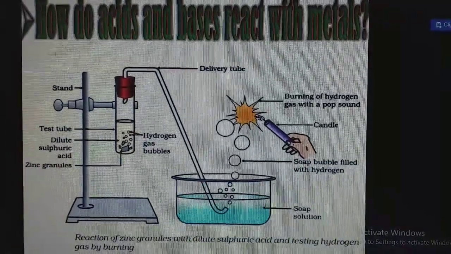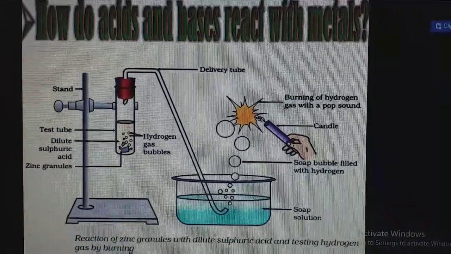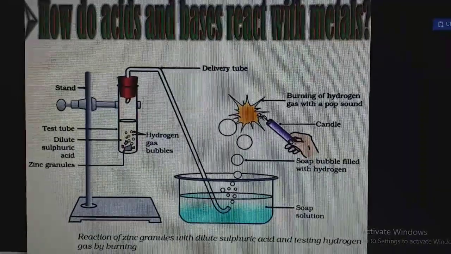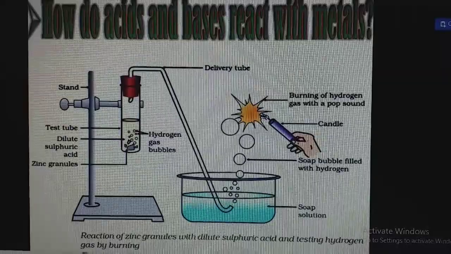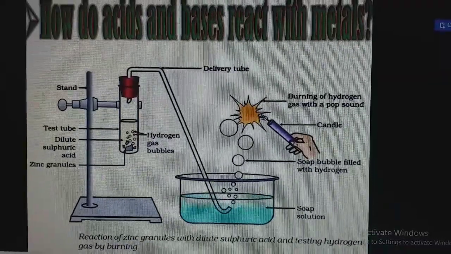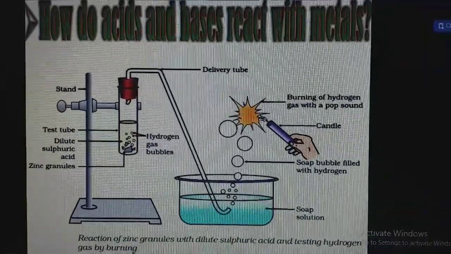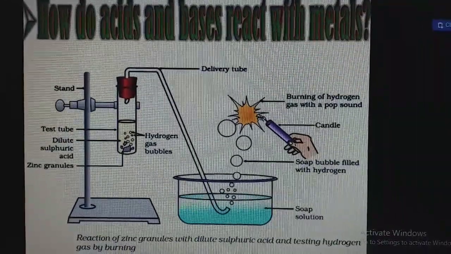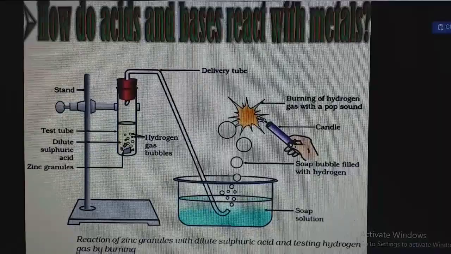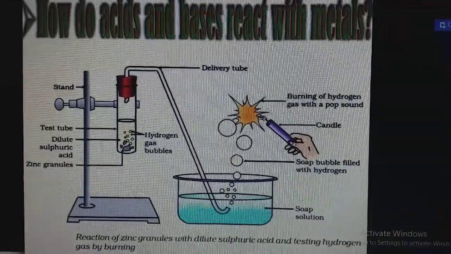Whenever a metal reacts with acid, hydrogen gas is liberated. It is lighter than air. So this activity tells that the metal reacts with acid and liberates hydrogen gas. Zinc plus dilute sulfuric acid gives zinc sulfate plus H2 gas. I hope you understood this.